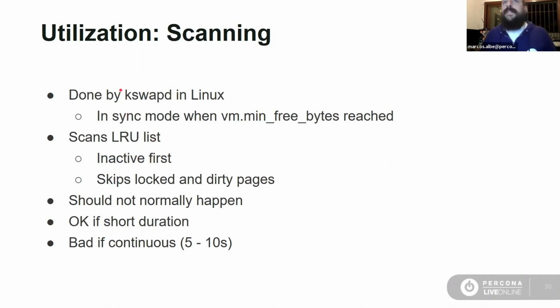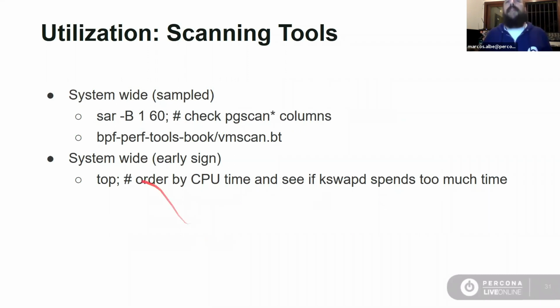Scanning is done by a process called kswapd. And if your memory utilization ever reaches min free bytes, it's going to do it in sync mode, and your OS is going to be frozen. There's an LRU list, and it will try to evict inactive pages from there first. This should not normally happen, so if you see it, suspect something is bad. Again, sar -B. And then the BPF perf tools book has vmscan for bpftrace. Again, very easy to use.